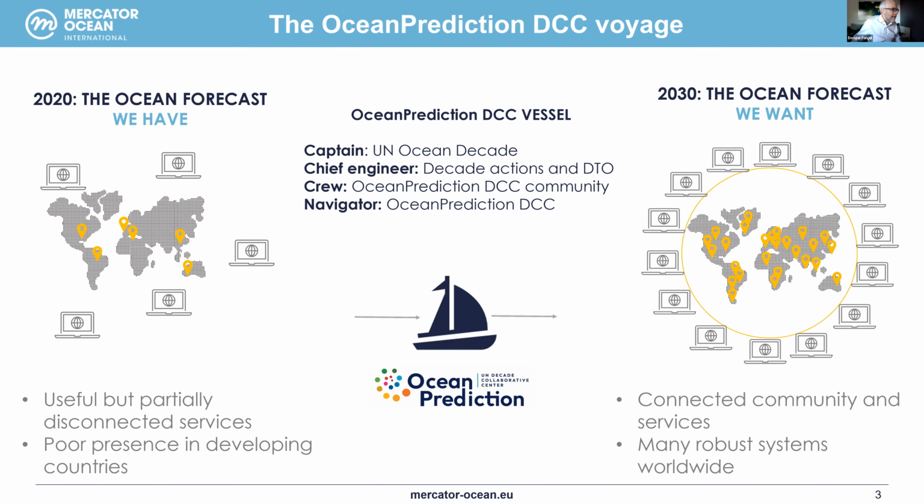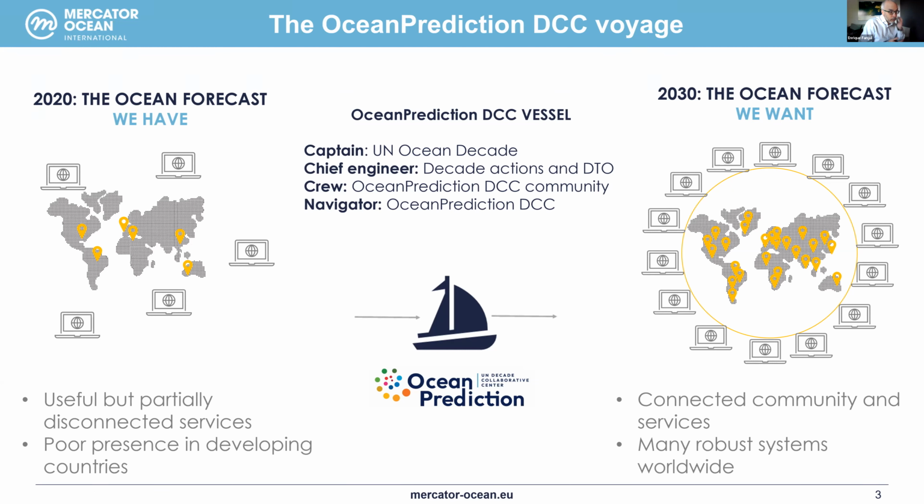And also, because they are difficult to implement, there are not so many around in less developed countries. So the idea is that by the end of the decade, we will have many more systems running, especially focusing on less developed countries, and those systems will be much better connected between them. They will be able to use common tools, to take benefit of common artificial intelligence tools, validation tools, etc. And they will be more robust.